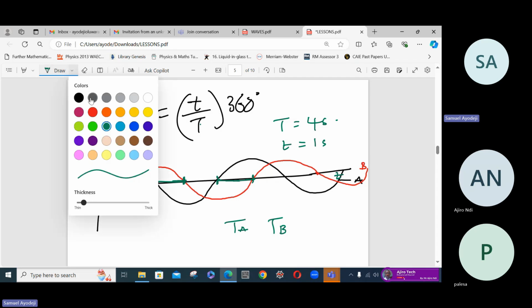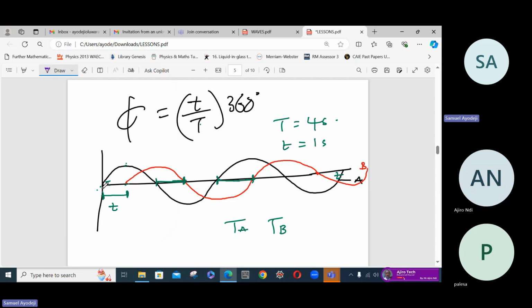If I'm to label this now, it's going to be on 0, this is going to be on 1, on 2, on 3, on 4. You can see now, this is going to be 5, this will be 6, 7, 8. So if you consider A, from here to here is 4. That's a period. If you consider B, from here to here, that will be 5 minus 1. That's also 4. So small letter t now is 1.